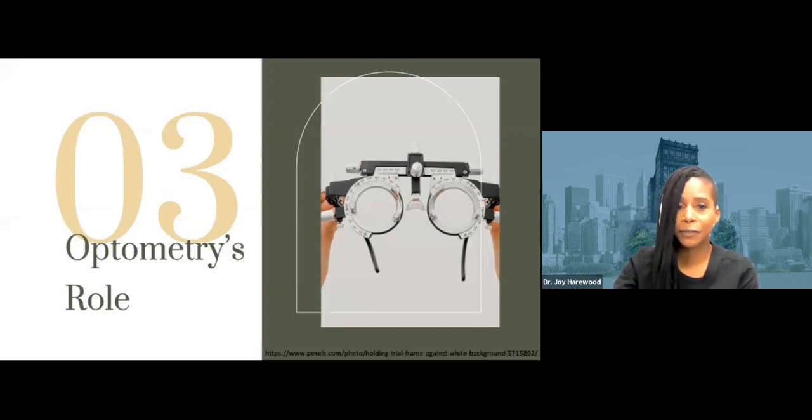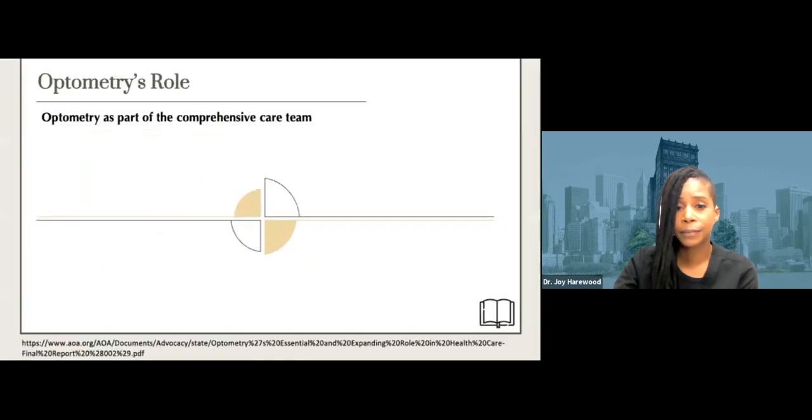So we've gone through all of these different things and spoken about the social determinants. And so why is that specifically important to us as optometrists? So first things first, optometry is a vital part of the comprehensive healthcare team. As you know, optometrists provide 85% of the primary eye care in this country. It's a lot of eye care.